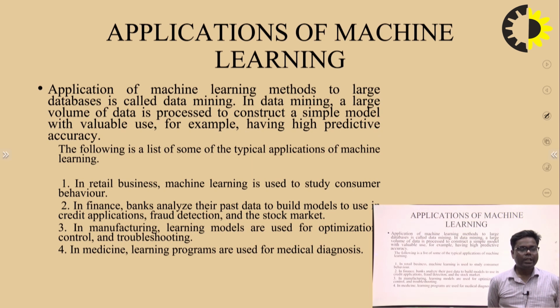Now, what are the applications of machine learning? Application of machine learning methods to large databases is called data mining. In data mining, a large volume of data is processed to construct a simple model with valuable use, for example, having high predictive accuracy. The following is a list of some typical applications of machine learning. In retail business, machine learning is used to study consumer behavior.